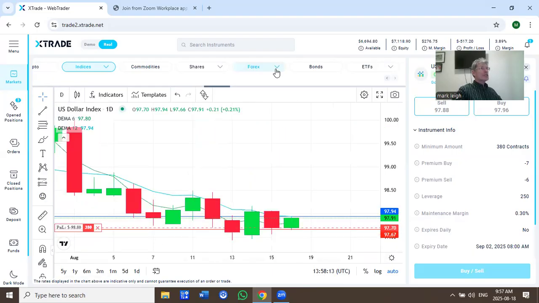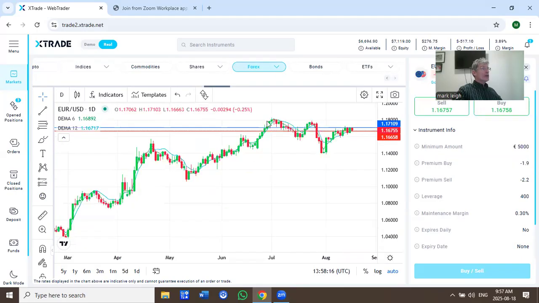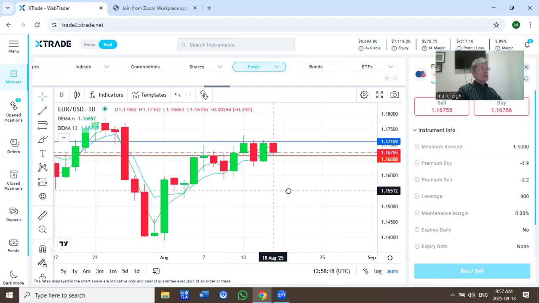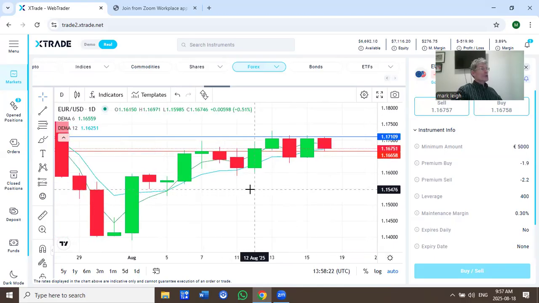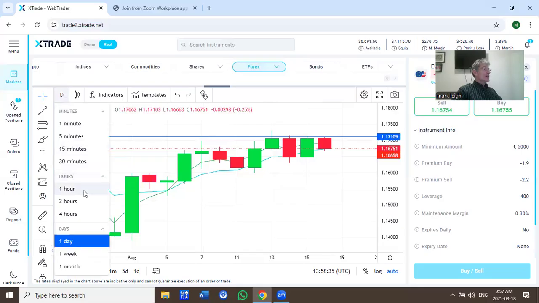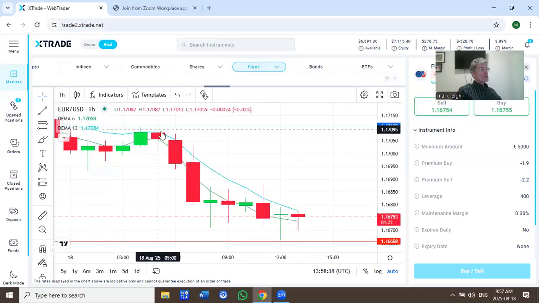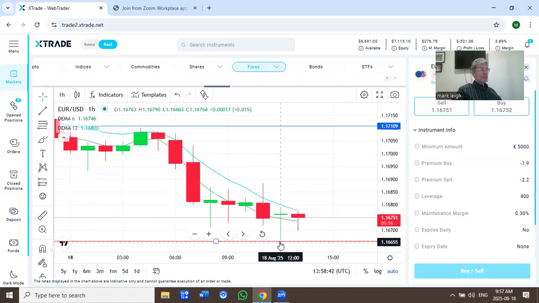Let's have a look at the majors, see how they're performing. Euro US for starters. And there you see the strong US dollar against the euro. Red candlestick selling euro, buying US dollars. Resistance 117.10, support 116.65. On the hourly chart, there you see the strong sell-off, selling euro, buying US down to that support. Hang around the support area for now.